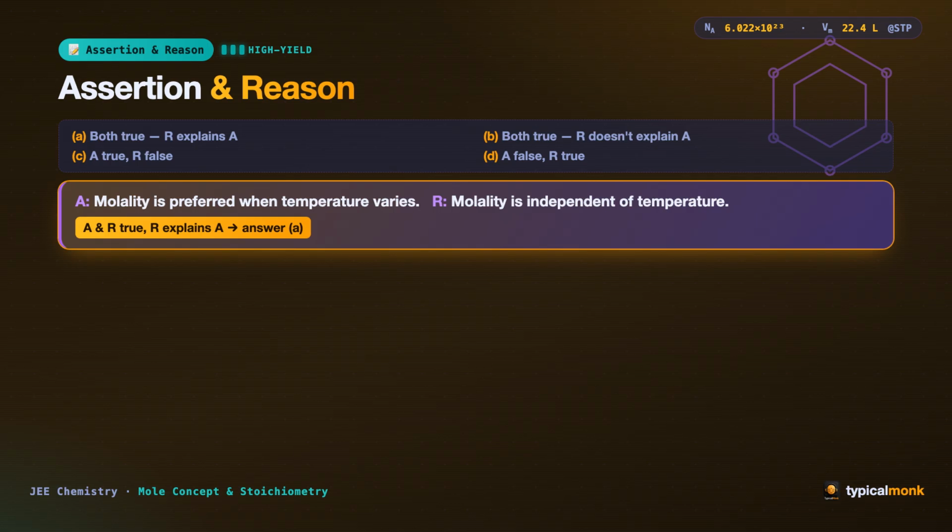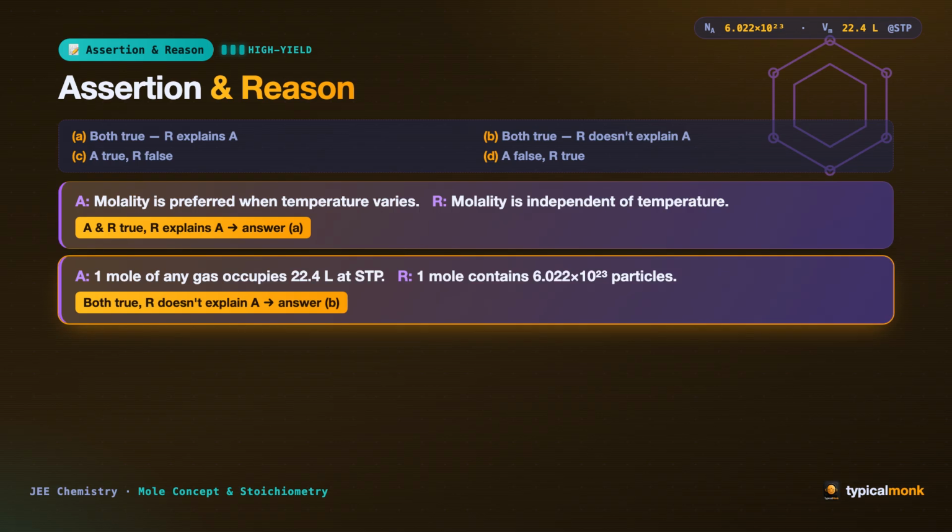First one. Assertion: molality is preferred over molarity when the temperature of an experiment varies. Reason: molality is independent of temperature. Think like Sarah. Check each statement on its own. Then check the connection. Is the assertion true? Yes. Is the reason true? Yes. And does the reason explain the assertion? Perfectly. Molality is preferred precisely because temperature cannot touch it. Both true, reason explains. Option A.